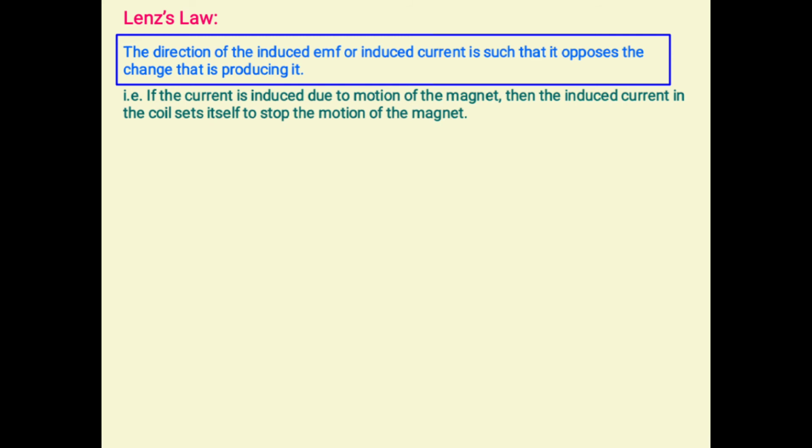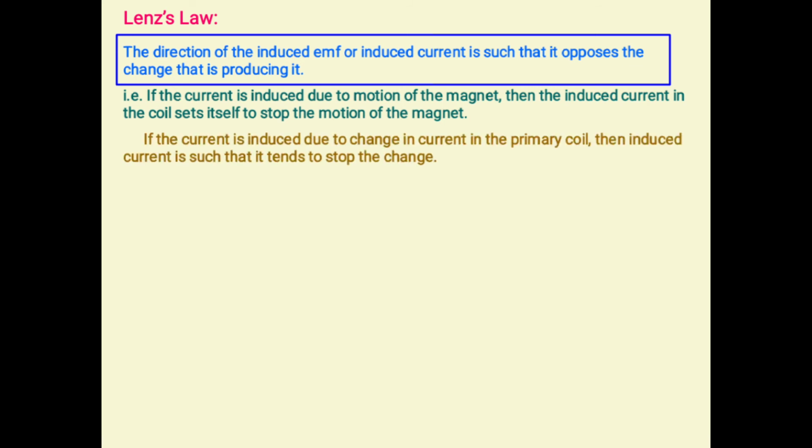If the current is induced due to motion of the magnet, then the induced current in the coil sets itself to stop, that means to oppose, the motion of the magnet. And if it happens due to change in current in the primary coil, the direction of the induced current is such that it stops the change. That means if current is increasing, it has a tendency to decrease the current. If current is decreasing, it has a tendency to increase the current. In any way, it opposes the cause which produces it.